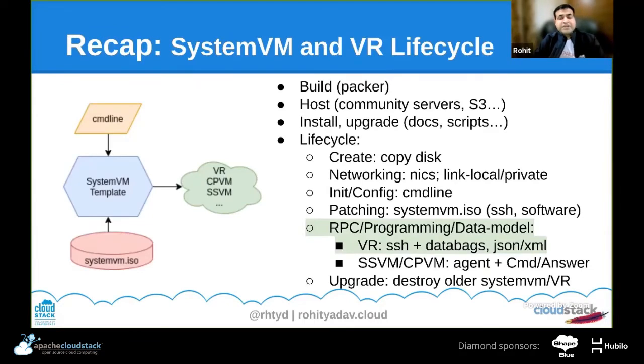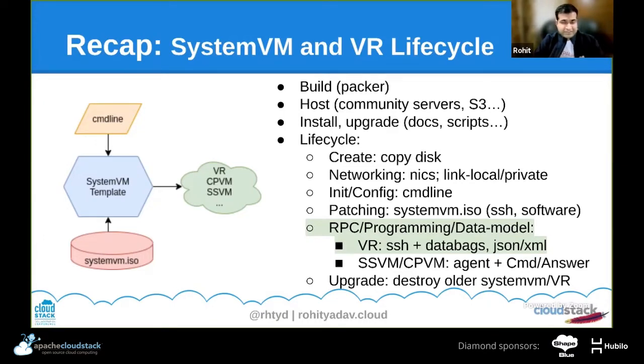Just to recap, the systemvm and the virtual router lifecycle have a lot of similarities. It starts with building the template in the first place, for which we currently use Packer. Then we have to host these templates somewhere, either on community servers or on ShapeBlue S3 etc. Then when somebody installs CloudStack, you have to install or seed those templates. And if somebody is upgrading CloudStack, they have to register the template. For that, the information is spread through documentation and some scripts.